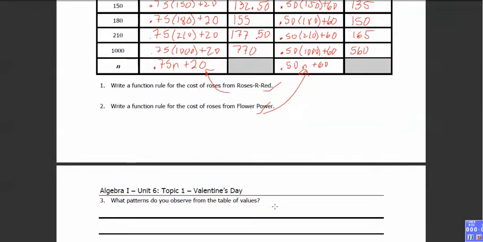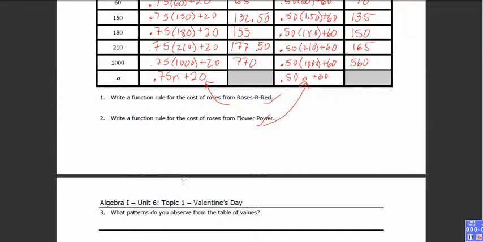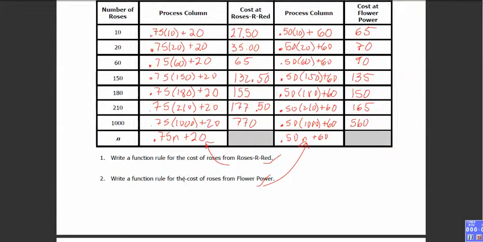What patterns do you observe from the table of values? Well, you could name any number of things. I'm not going to write it down because these pens are annoying. But you notice, let's see, if we're looking at the table, well, I notice that every single time for Roses Are Red, I'm going to add 20. I notice that every single time I'm going to take the number of roses and multiply by 75 cents, right? For Flower Power, I notice I'm going to add 60 every time and multiply by 50 cents times the number of roses. These are very simple patterns.